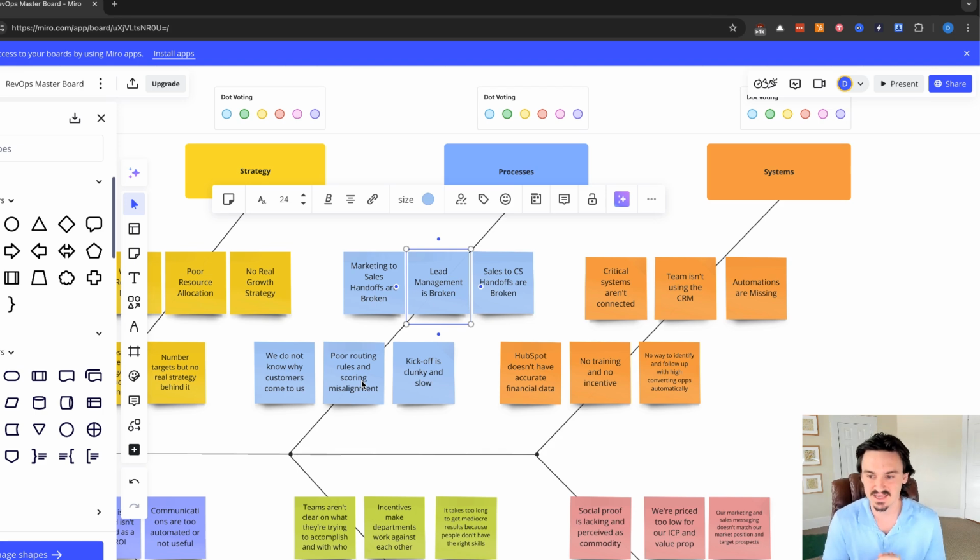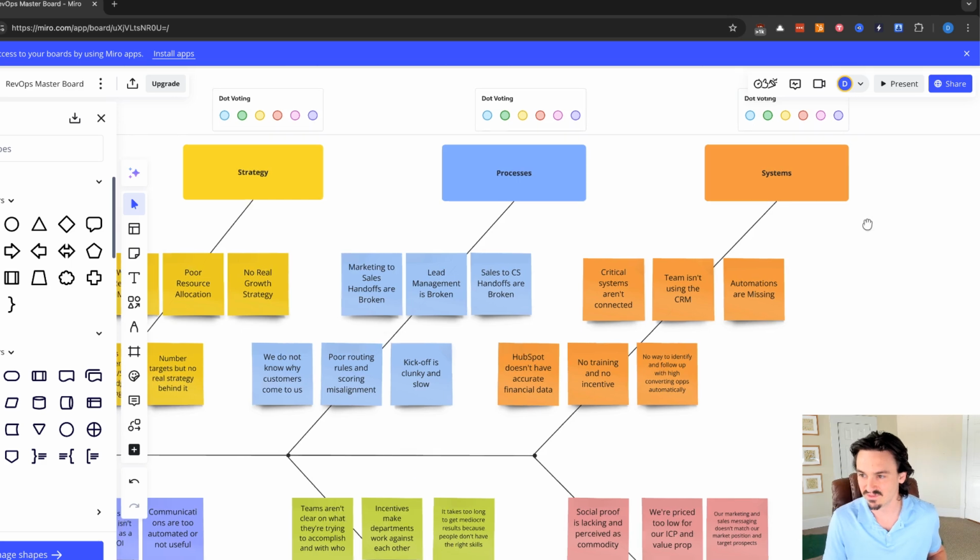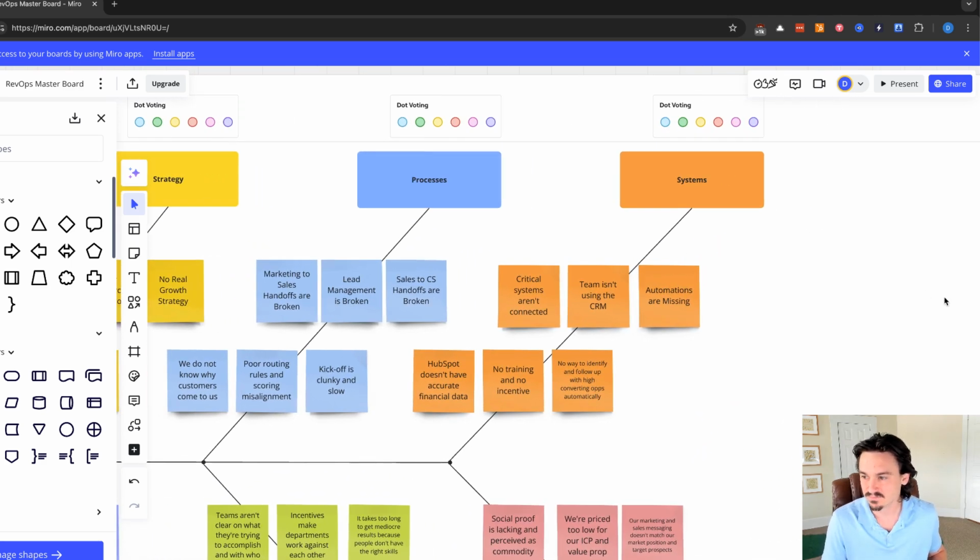Three, sales to CS handoffs are broken. Kickoff is clunky and slow. Sales didn't communicate all the stuff you just talked about to close this deal. And so now you have this frustrating process for customers where they get a bad taste in their mouth and then they don't want to expand, they don't want to renew, and all the other things that go with it.